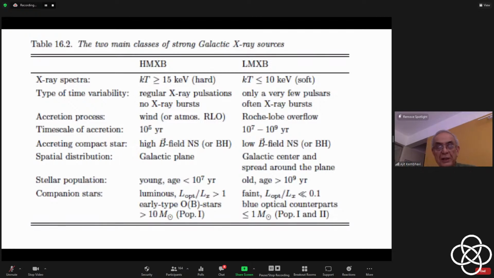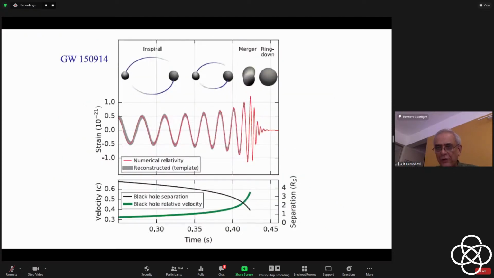And it has been done. I think there are about 20, 30 sources for which black hole masses have been determined with confidence, where you can say with confidence that the compact object is a black hole. So that is how you discover stellar mass black holes. Now I'll end my talk in the next 5 minutes by coming to a very interesting, very recent development, which is the detection of gravitational waves from inspiraling binaries.